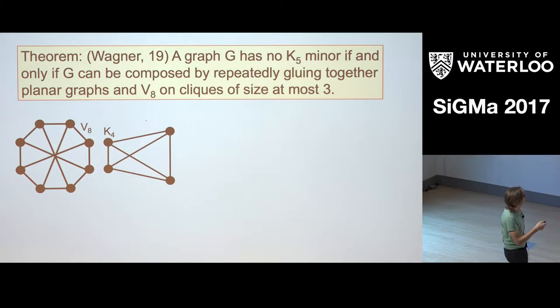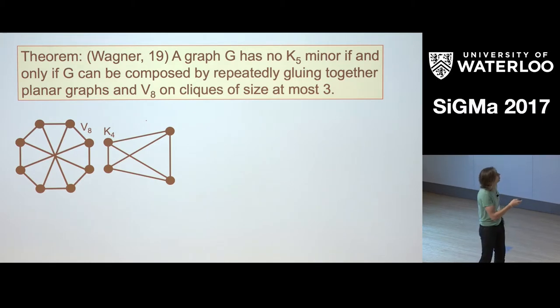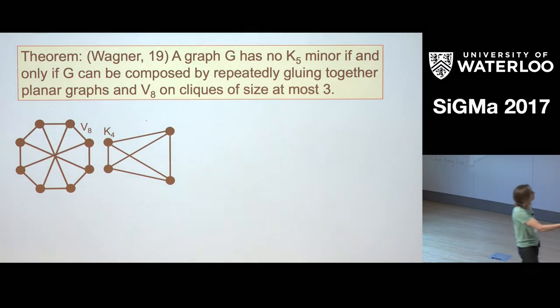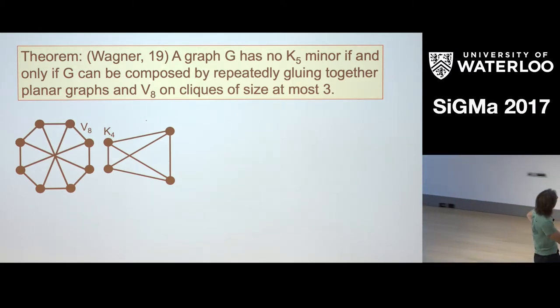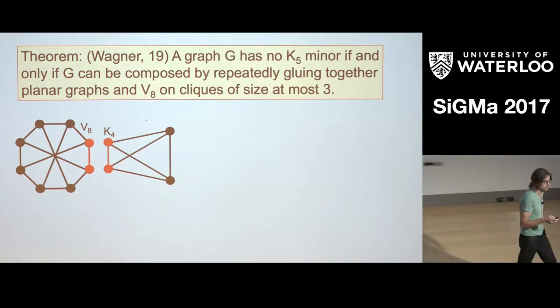So what do I mean by gluing together? Here's the graph V8. It's one specific graph on 8 vertices, and K4, a planar graph. So to glue them together, I identify two K2 subgraphs, one in each of the two subgraphs.